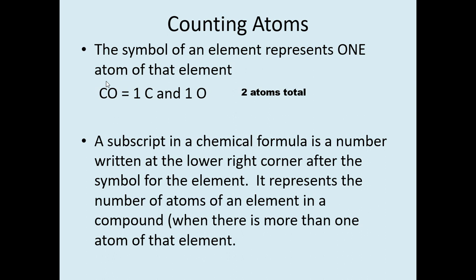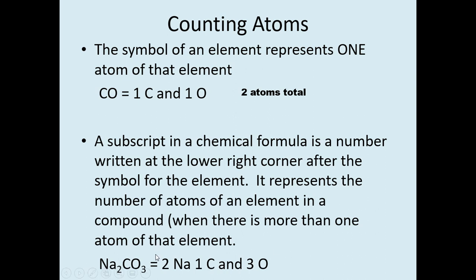If there were a subscript, subscripts are numbers. They are usually located after any one of these symbols to tell you how many of an atom is present. So a subscript in a chemical formula is a number written at the lower right corner after the symbol of an element. It represents the number of atoms of that specific element when there's more than one atom of that element.